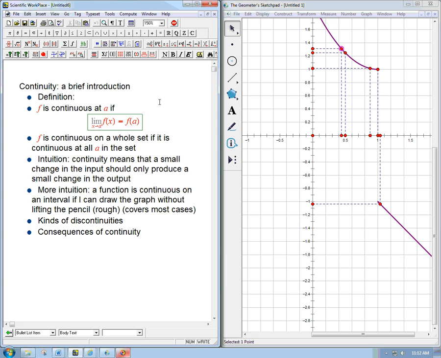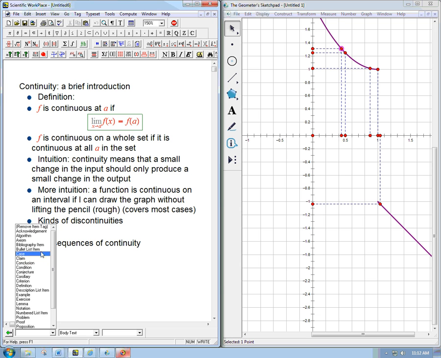Back to Introduction to Continuity. We're at the point where we've gotten some intuition, we've got the definition, we've got an example of continuity and discontinuity. Let me just talk about the three common kinds of discontinuities.